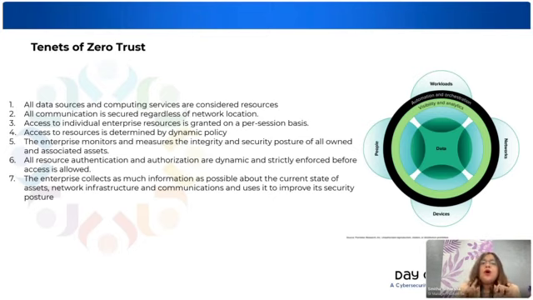Second one, all communication is secured regardless of network location. So the perimeter defense is dead. It's no longer applicable. Every single communication needs to be secured, whether it is on box, off box, north-south traffic, east-west traffic, doesn't matter. Everything needs to be secured. That is the second principle.